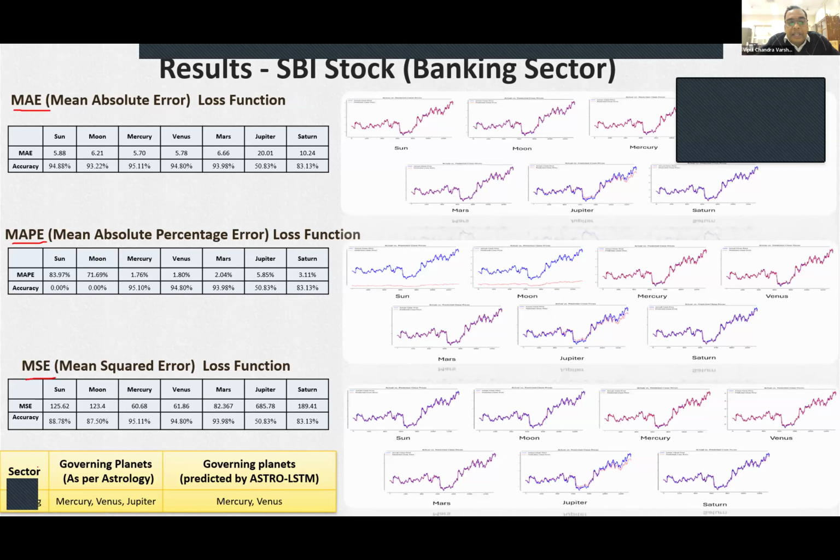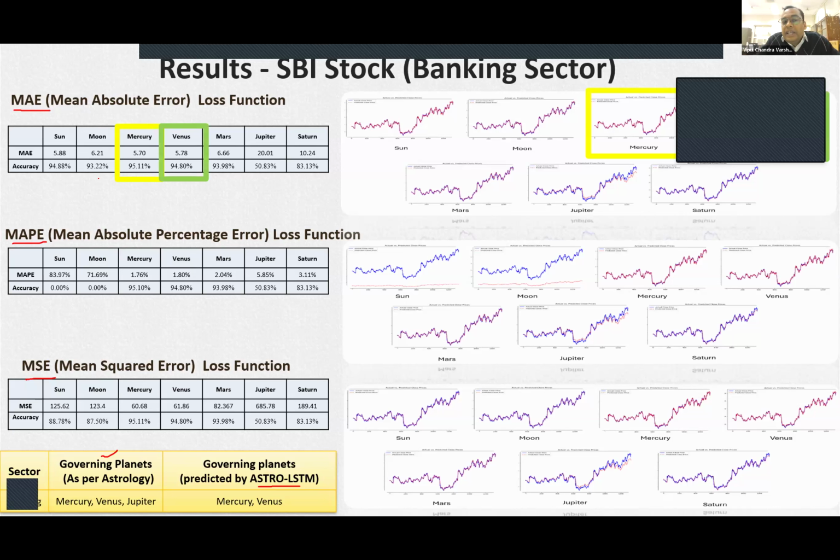And this table basically shows that for the banking sector, Mercury, Venus, and Jupiter are the governing planets as per astrology, and this is what my Astro LSTM has reduced. So we can see for this parameter, the lower value of the loss function means the highest accuracy. For this SBI stock, for the MAE loss function, I am getting the lowest MAE value for Mercury as compared to the others, and the highest accuracy for that particular model.